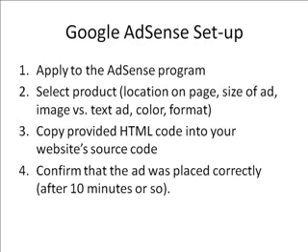Then you select the product that you want to sell, where you want it to be on your page, how big of an ad, whether you want image or text, the color and the format, and so on. Once you've decided that, they'll give you HTML code, which you copy into your website's code source. After about 10 minutes, the ad should be showing, and that's all there is to it.